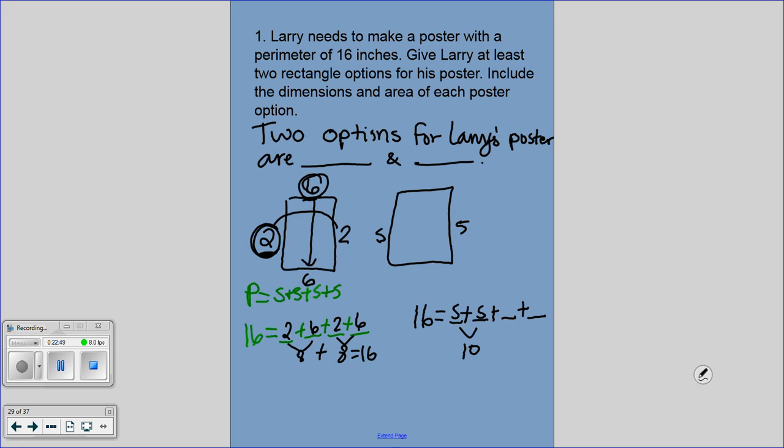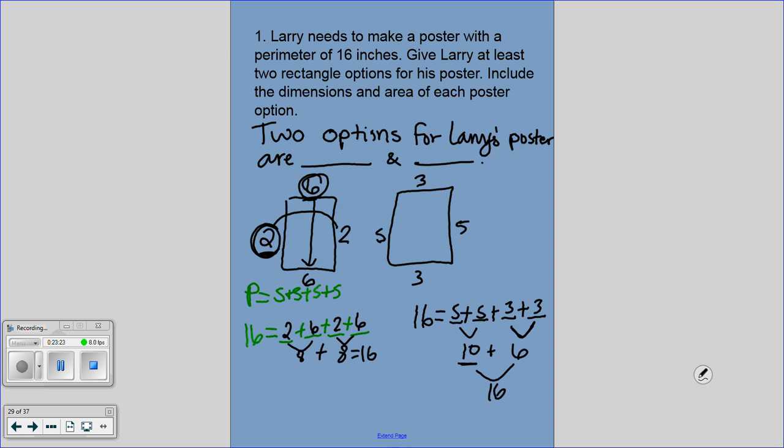I need a total of 16 and I've gotten to 10 so far. And I need to add these 2 dimensions to give me 16. So what's gonna be my other dimensions? Sam? 3 and 3, let's see. 3 plus 3, that gives me 6. 10 plus 6 equals 16. Does that work? Yes.